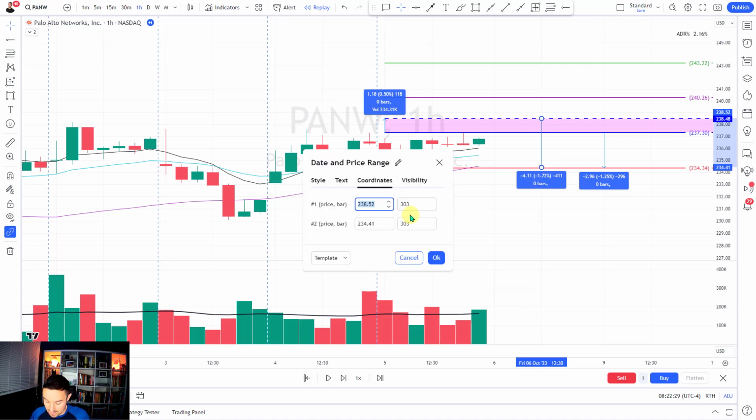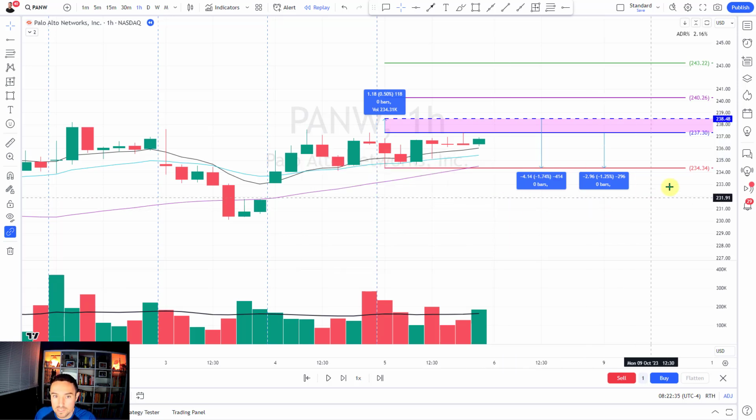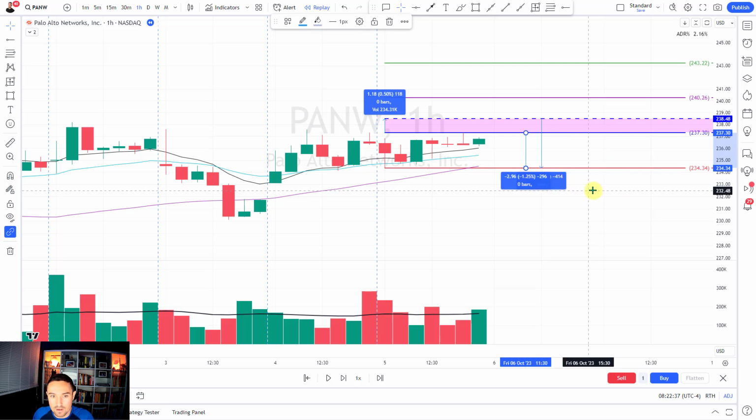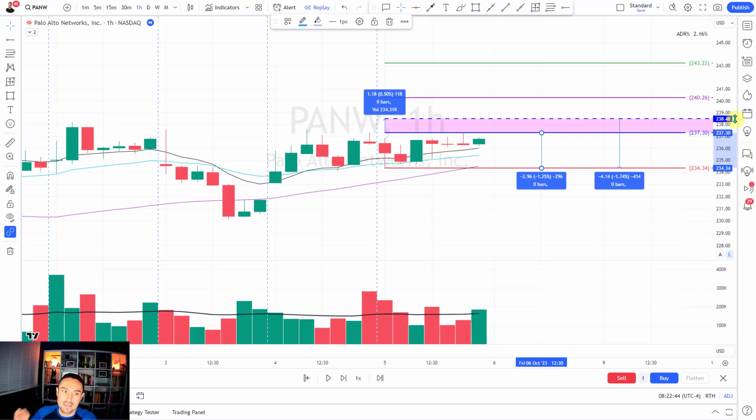So if we put this in here at 238.48 and we put the lower one down at where our stop is going to be, I now know what the position is going to be. If I swap these around, it may be easier for you guys. Okay, I know that I'm going to get filled somewhere between 237.30 and 238.48 if I get filled on the position.